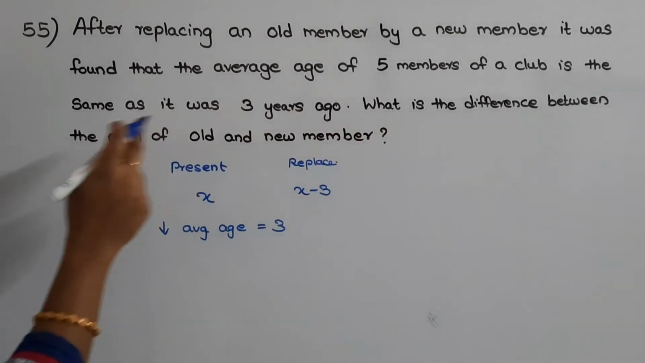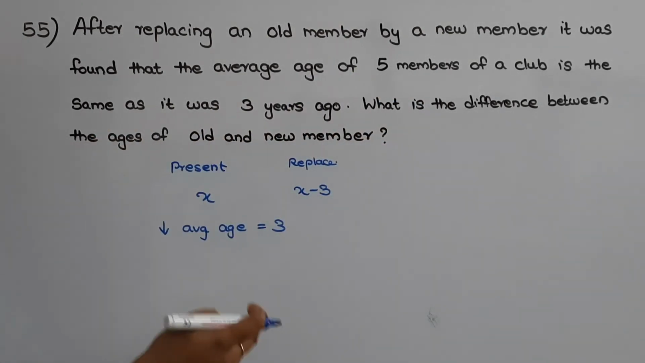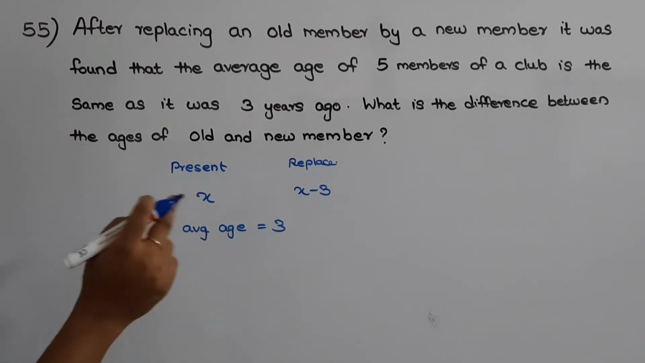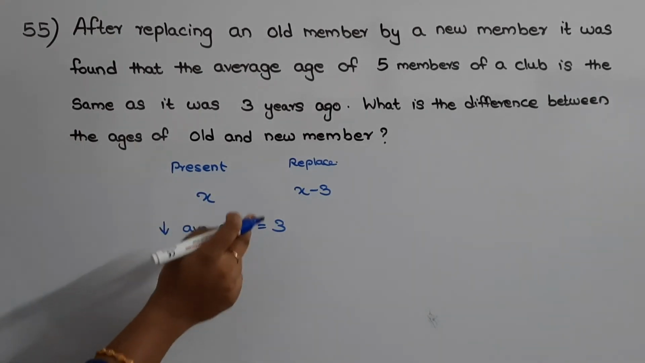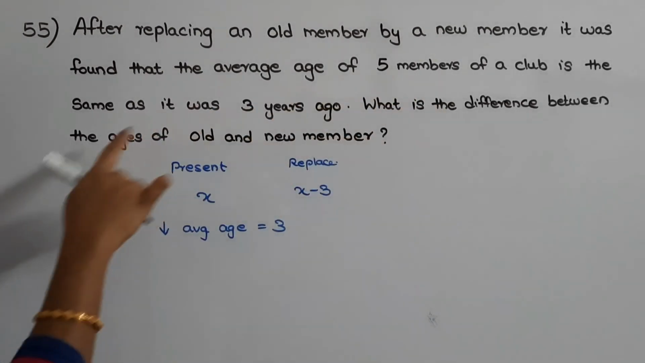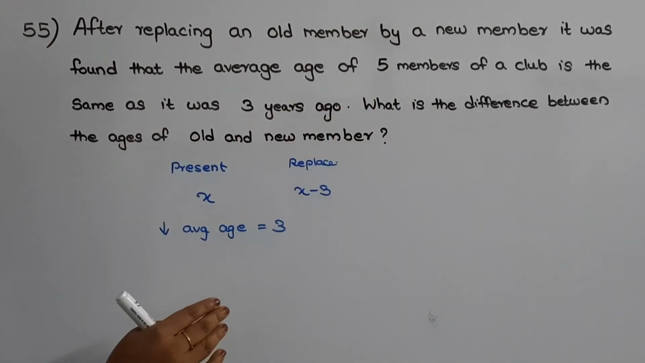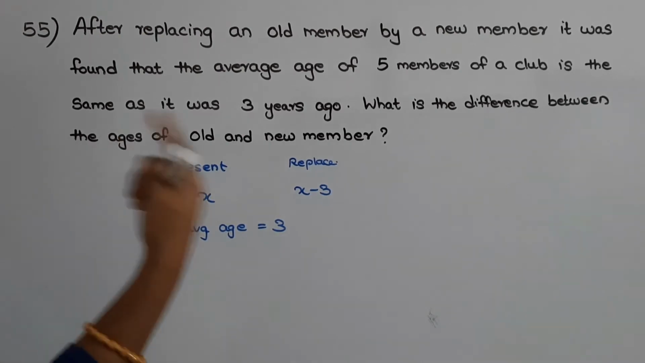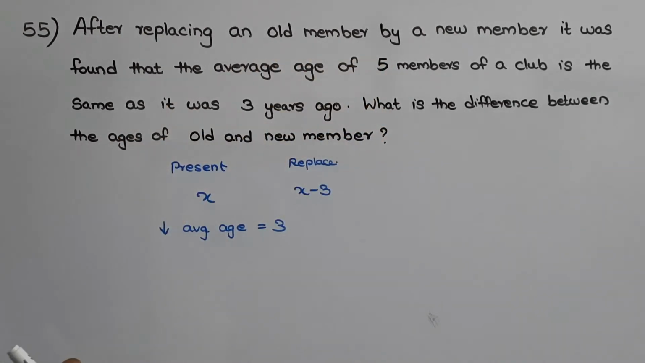We need to find out the difference between the ages of old and new member. The difference between the ages of old and new member will be equal to the decrease in the sum of the ages of these 5 members.